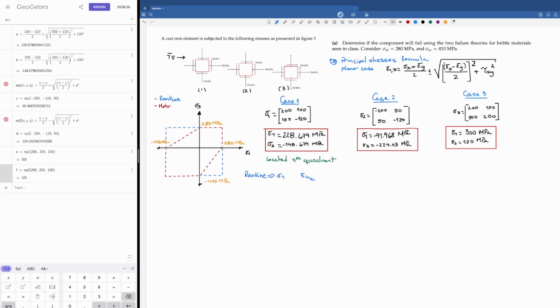So this translates into what? That 220 has to be compared with 280, which is given here in tension. What does it mean? For this case, according to Rankine, this is not going to fail, because the ultimate strength in tension is larger than the stress applied. So nothing is going to happen here. It does not fail according to Rankine.